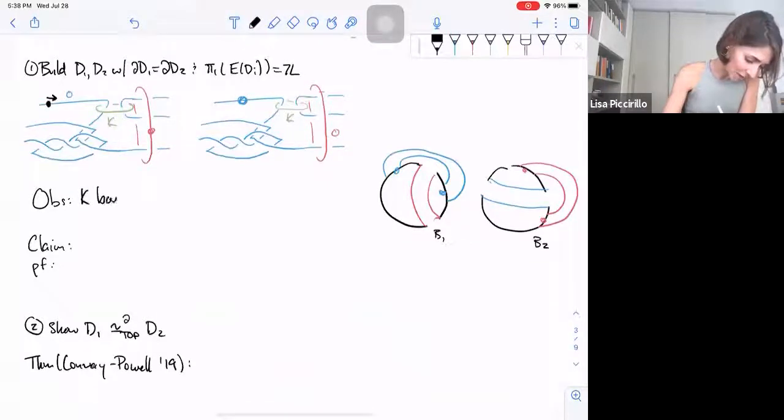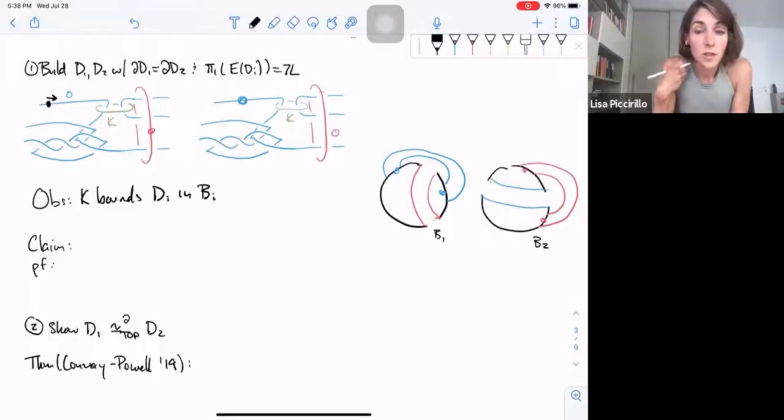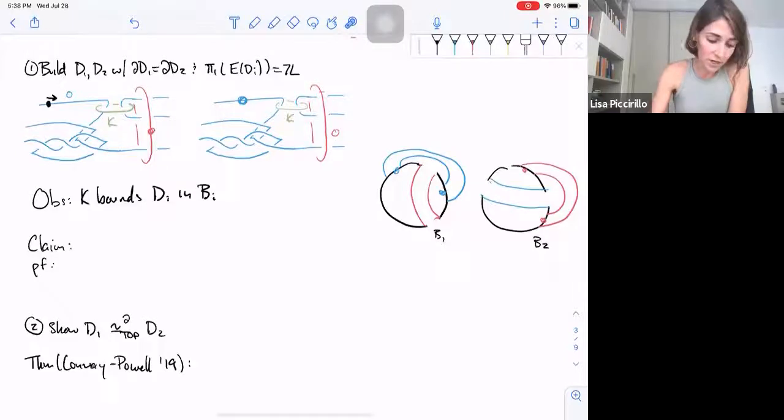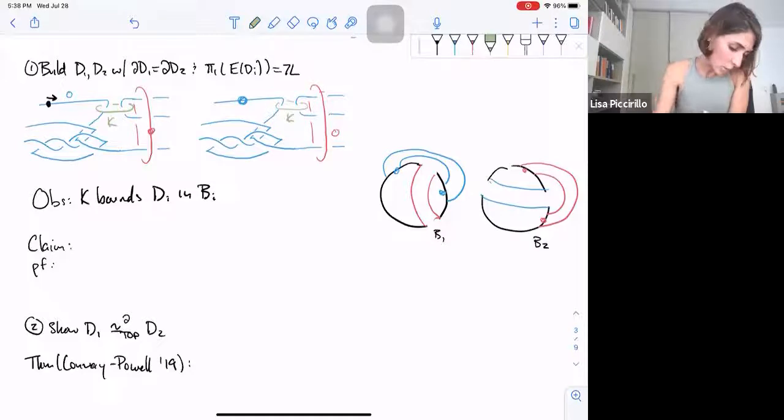K bounds a disc Di in each of our four balls, Bi. Let me try to tell you why that is. To do it, let me draw your attention to this schematic picture of four ball number one. In four ball number one, the red thing is dotted. So I'm thinking of cutting out a disc bounded by the red, and attaching something along the blue. And my knot K, when we look at this diagram, does not interact with the one handle at all. So in the schematic, maybe I see K over here.